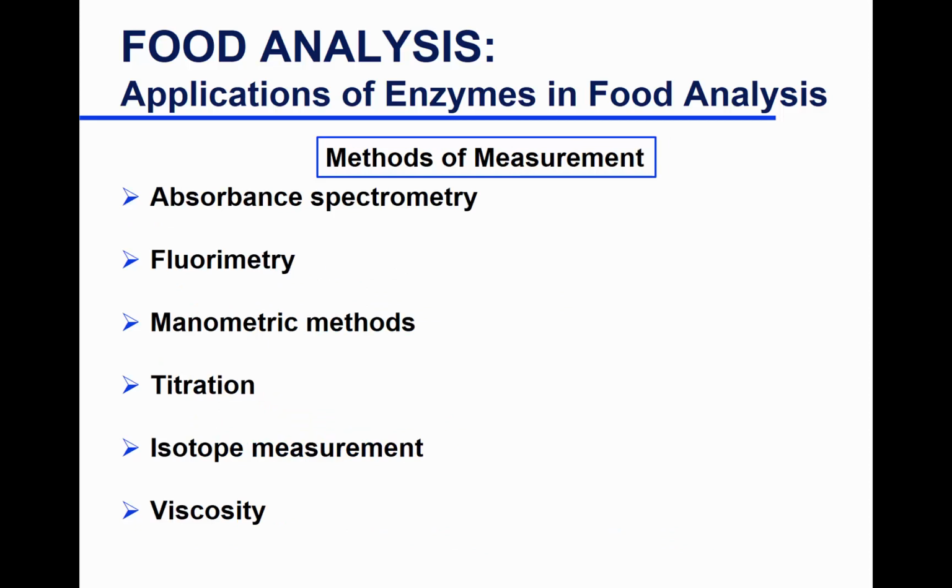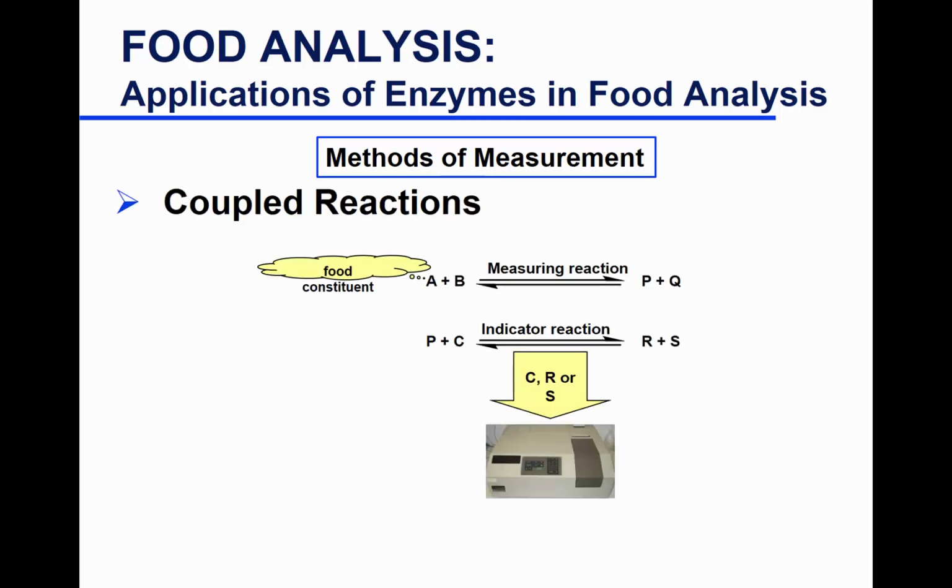Usually when you measure enzyme activity, most of the time, probably 90% of the time, it's based on measuring absorption using spectrophotometric methods. You can also use fluorescence. There are some assays where you measure fluorescence. And then there are the manometric methods, titration, isotope measuring, viscosity, but all of these methods are not as commonly used as absorption followed by fluorometric methods. So since most methods are absorption methods, that's what we're going to focus on.